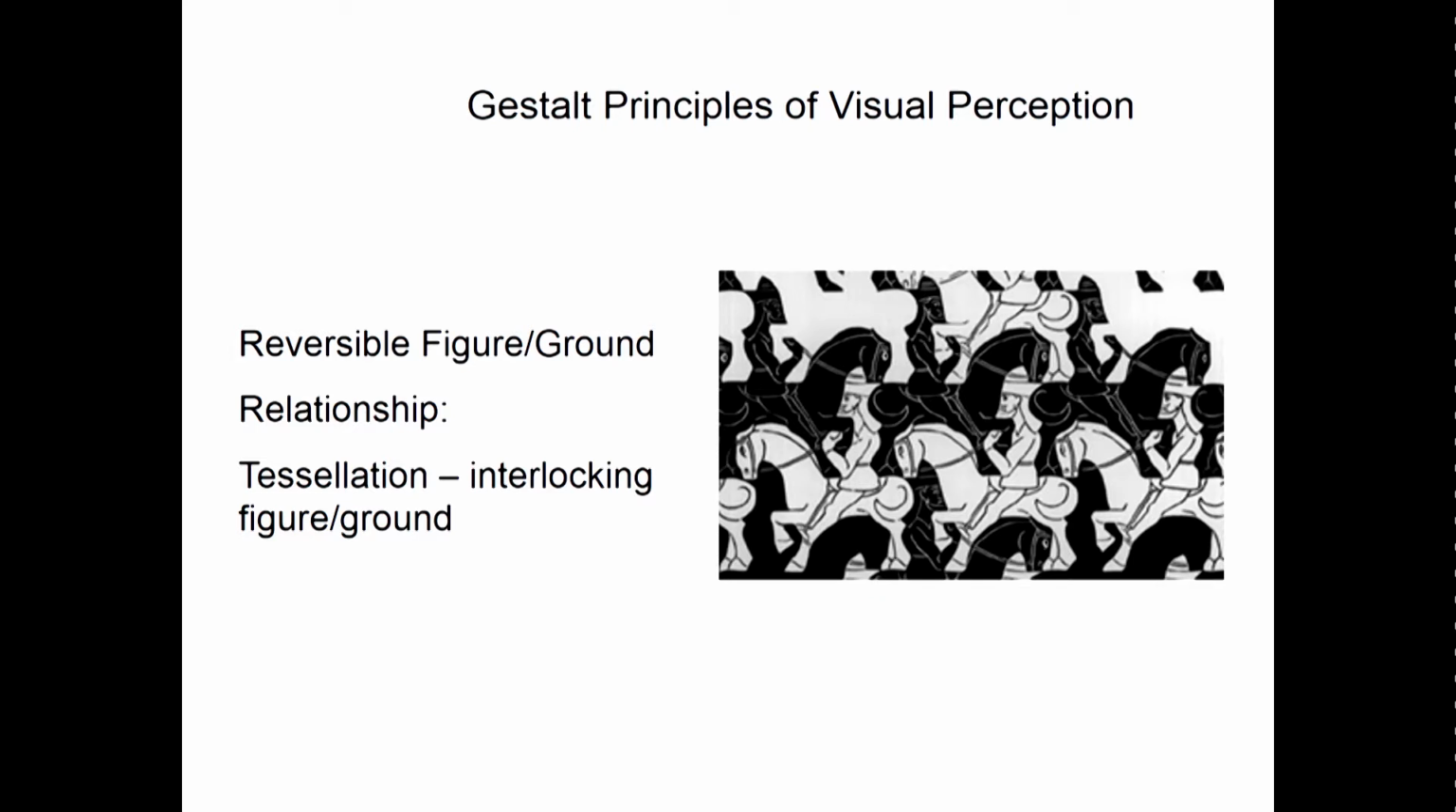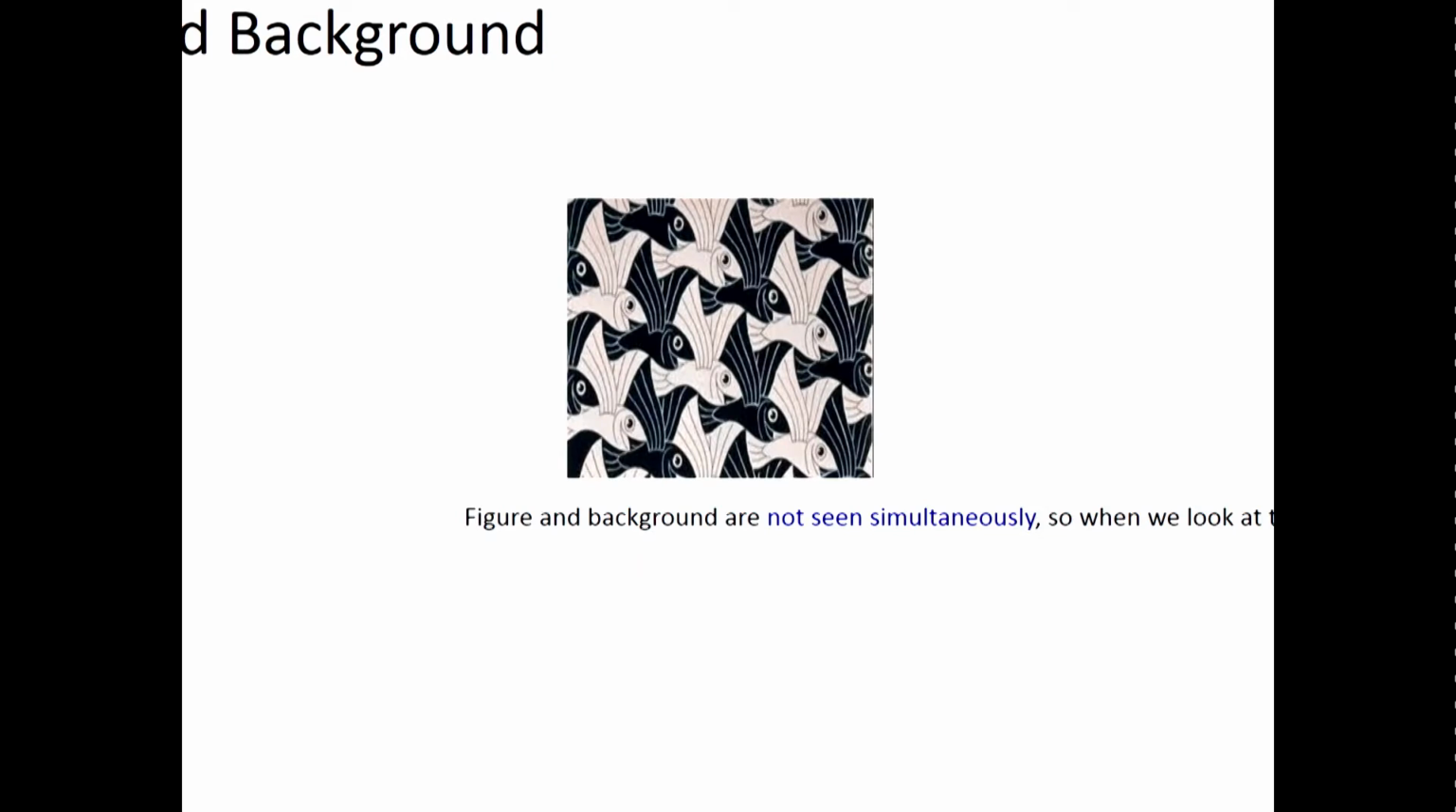The Escher diagrams are very good examples of this reversible figure-ground relationship. For example, here you can see, if you focus on the white, you can see the horse riding man. The same thing, if you focus on the black, you can see the reverse man riding the horse. This is again a very good example of an Escher diagram. If you take white as a foreground, you can see the fish. If you take black as a foreground, you can see the flagfish.